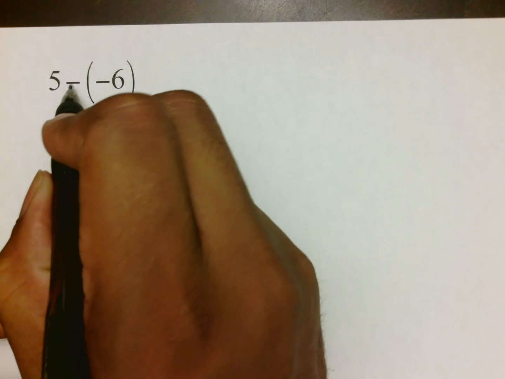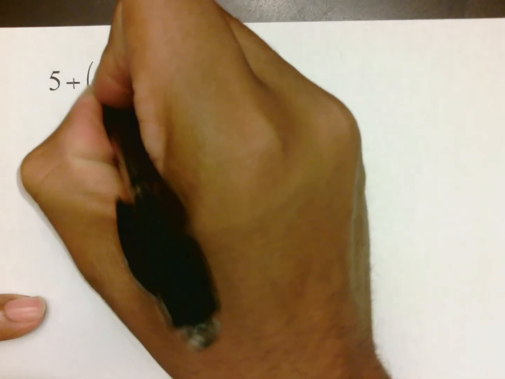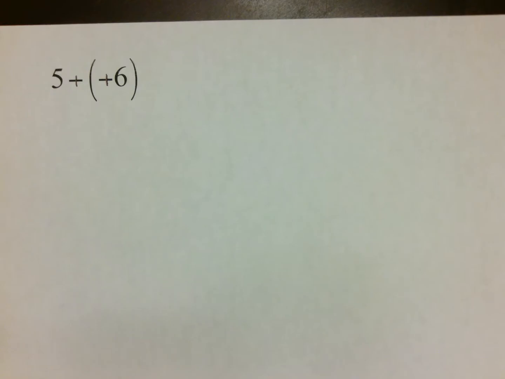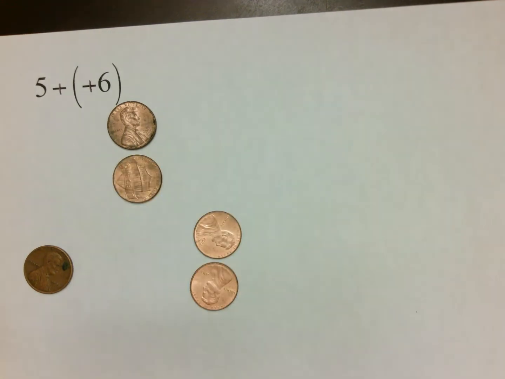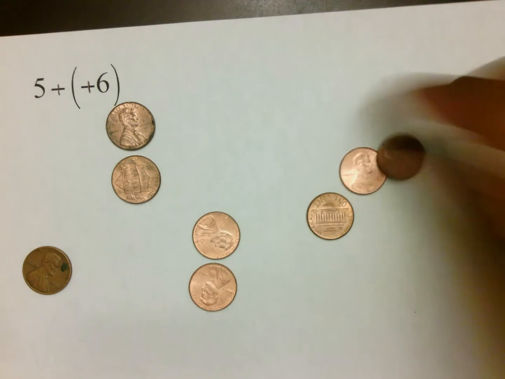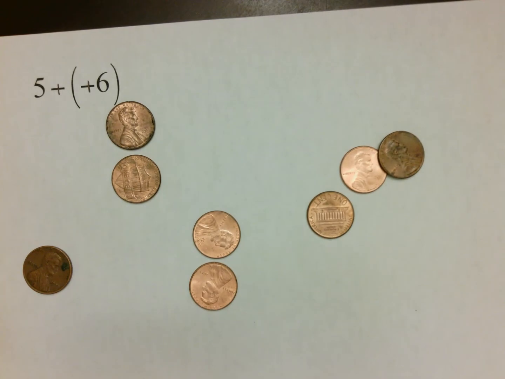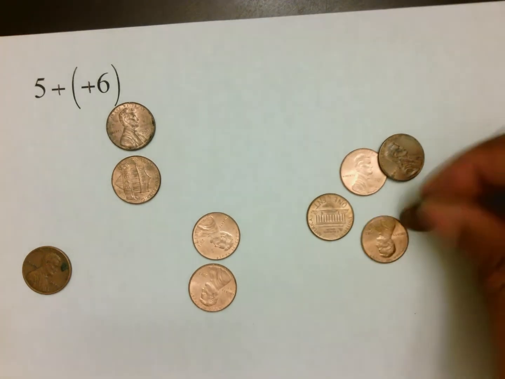And again, because that's minus, we don't really know how to subtract. So what we're going to do for our common sense is make that a plus. And so what we end up with is 5 pennies, 3, 4, 5, and 6 pennies. 1, 2, 3, 4, 5, 6.